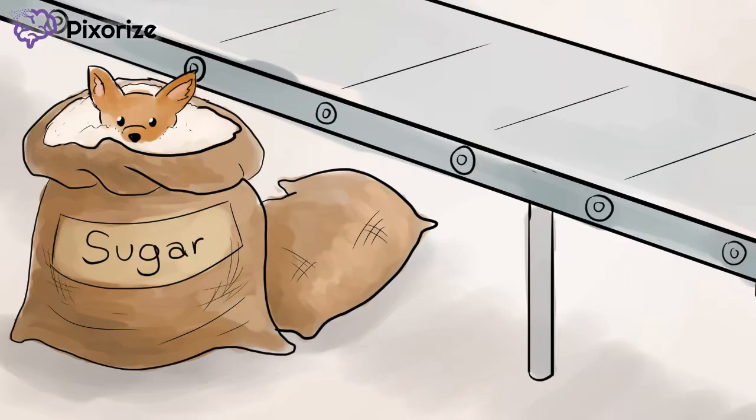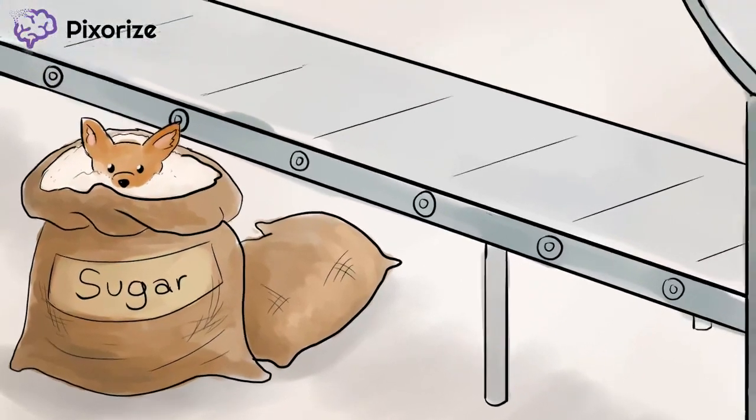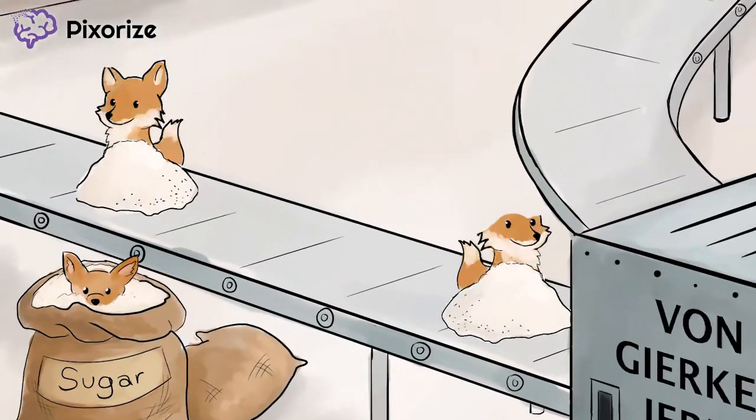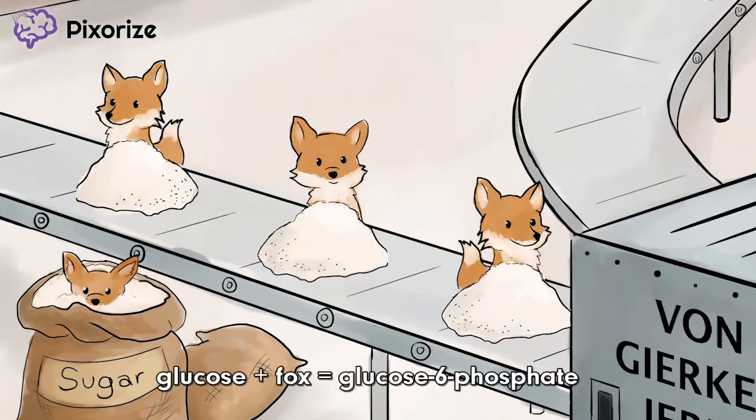Uh-oh. Those pesky foxes have not only found their way into the sugar sacks, but also into the piles of sugar loaded on the production line. The word fox should help you remember the term phosphate. Notice how there's a fox in each sugar pile. You could even say that the foxes or phosphate groups are inseparable from the glucose and sugar.